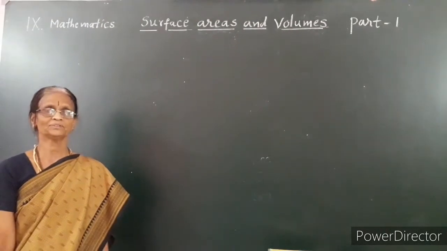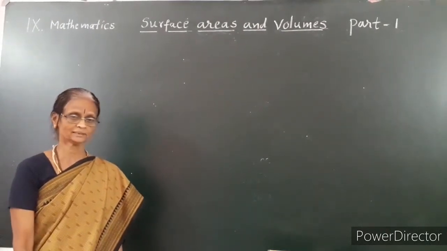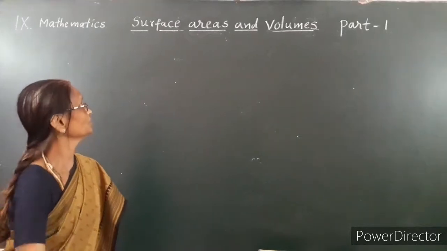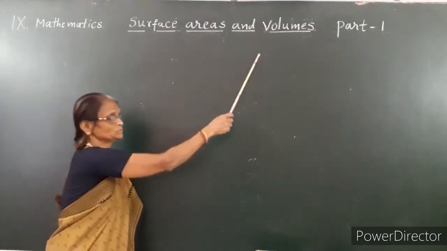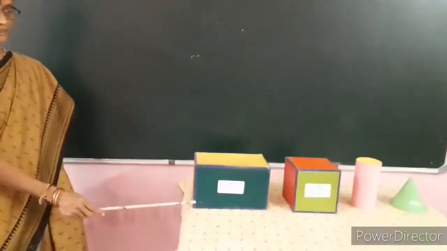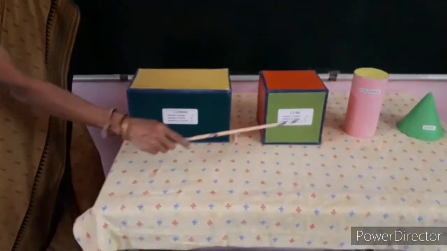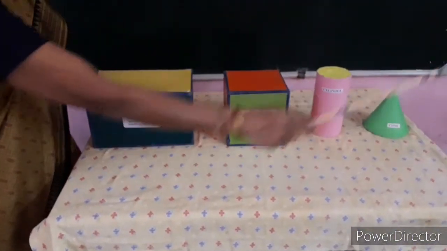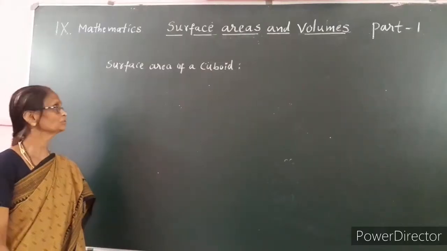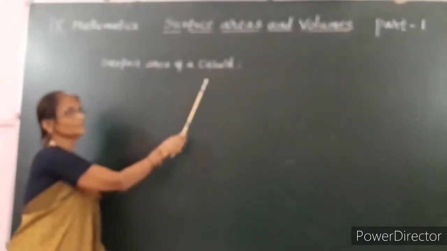Areas of the plane figures. In this chapter, we have to discuss how to find out the surface areas and volumes of the solid figures like cuboid, cube, cylinder, cone, etc. Now we begin with surface area of a cuboid.